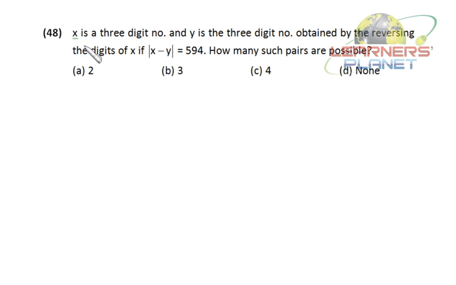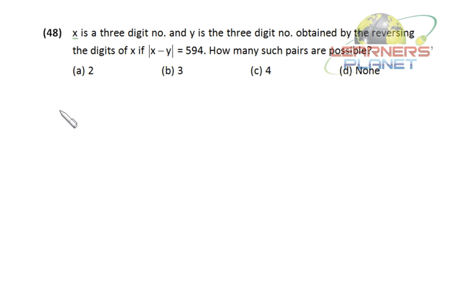Now let's try the next problem. That is, x is a 3-digit number and y is a 3-digit number obtained by reversing the digits of x. If the positive value of x minus y, that is modulus of x minus y, is 594, we have to find out the number of pairs in this case.